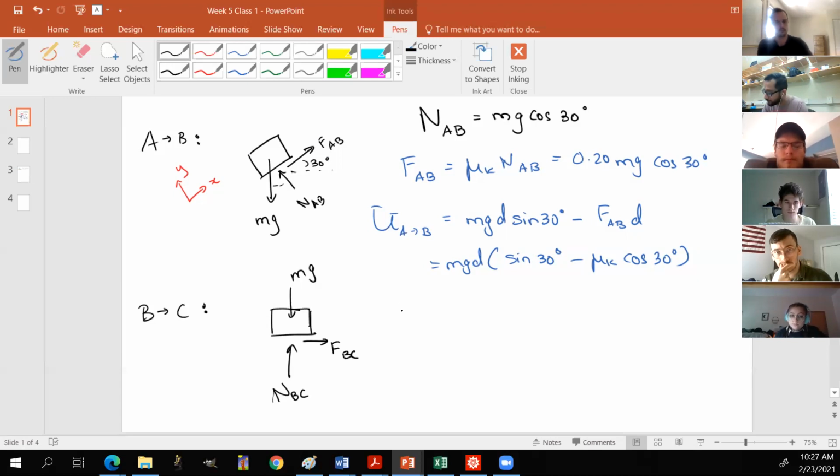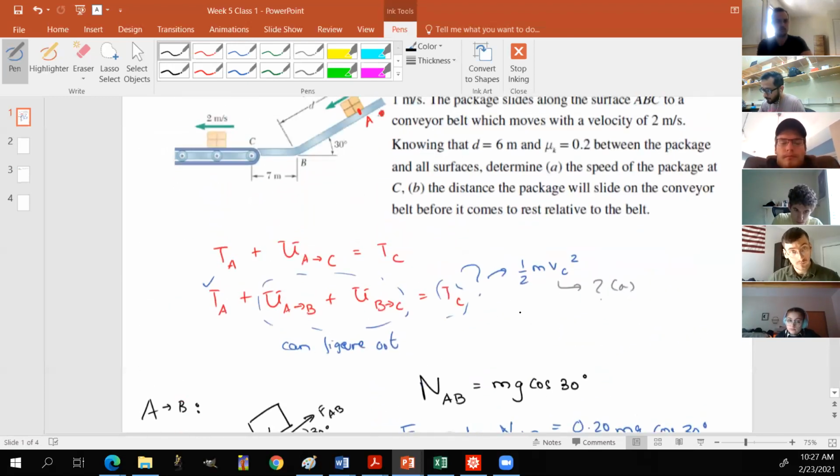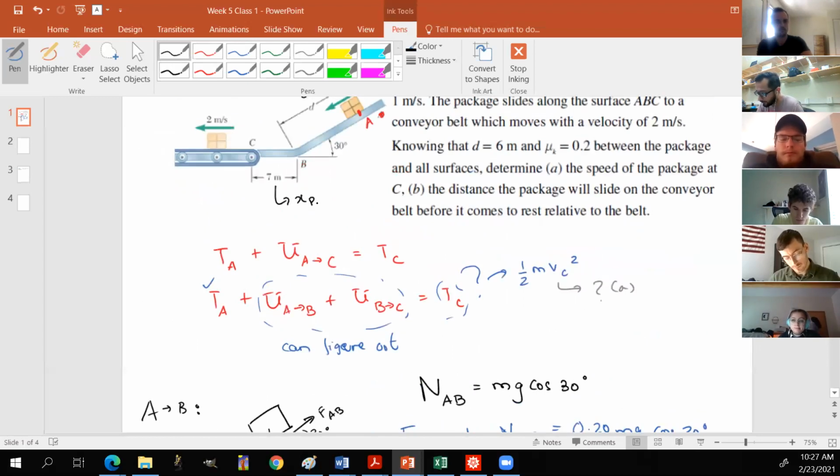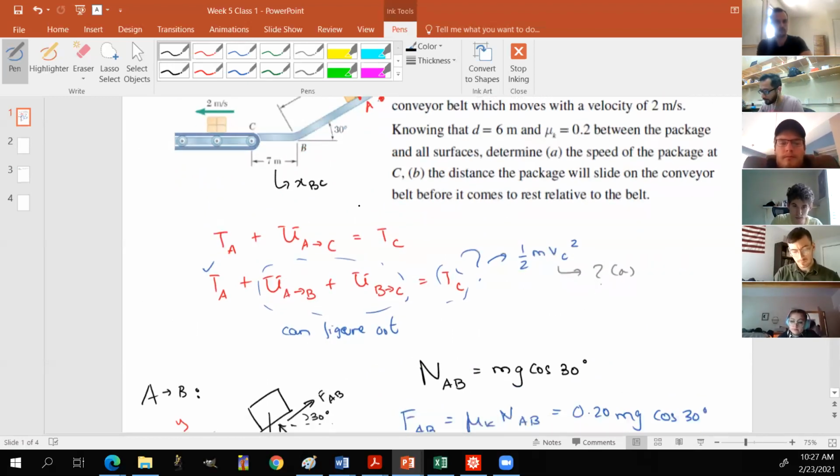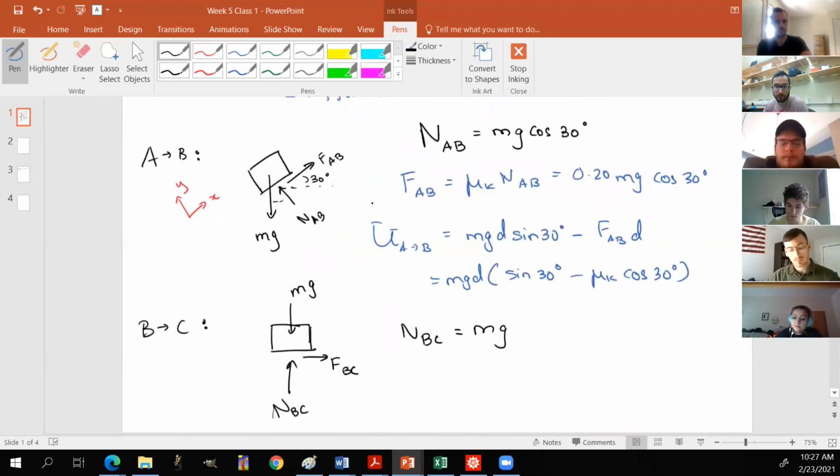Right, so here N_BC is just going to equal mg, right? And the displacement that it moves, let's say that this is just equal to x_BC, like that, right? So we know what it is. Then you could say that your friction force F_BC is just equal to mu_k times mg, like that, right? Normal force is equal to mg.